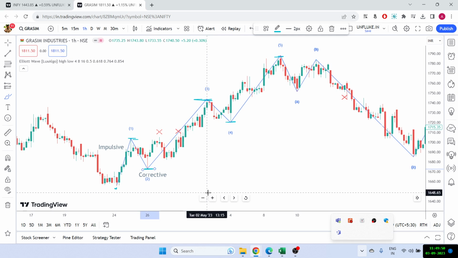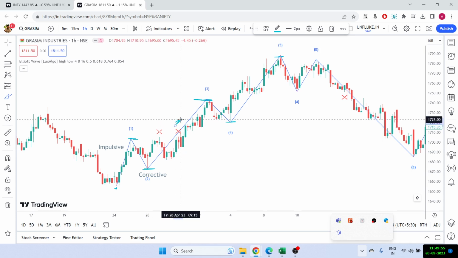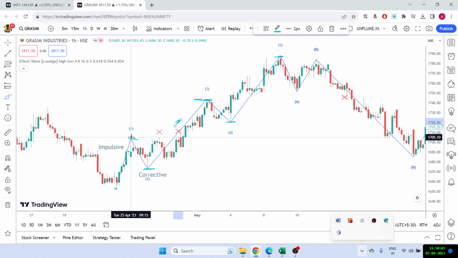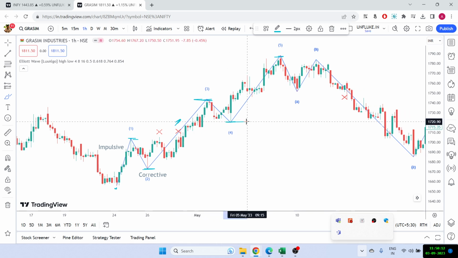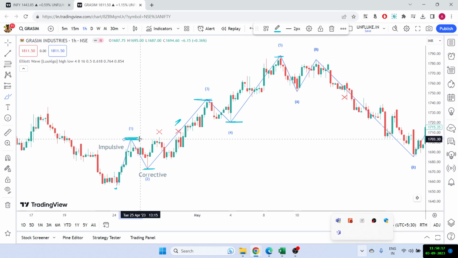The third rule, and a very important rule, is that the third wave cannot be the shortest wave. So the length of this wave cannot be the shortest among 1, 3 and 5. This is another rule. And the last rule is that the low of 4 has to be above the high of 1. This tells us that this stock has upward momentum and it is going up, right? So this is how we understand how the Elliott wave is coming and how it is making.